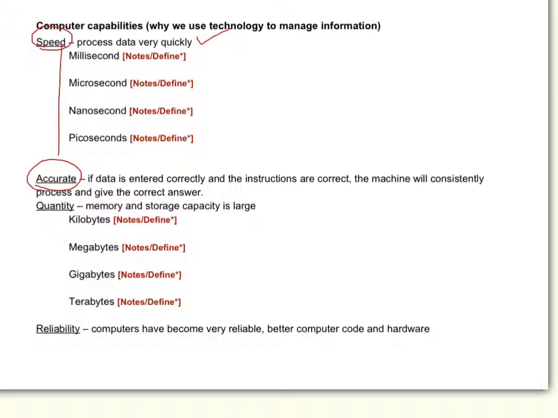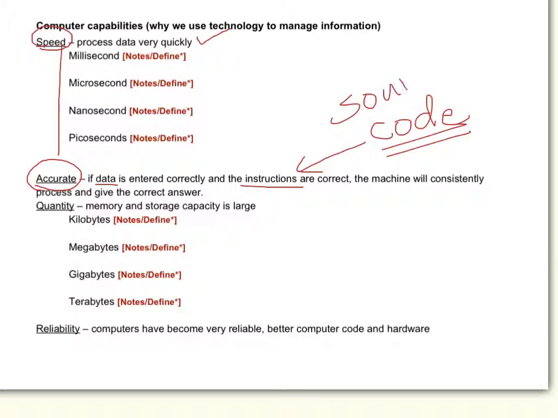Computers have become very accurate. If you enter the data correctly and the instructions are correct, the machine will constantly process and give us the correct answer. These instructions we're going to hear me talk about during the term as code. People write code, they write the source code, programming, and that code then is converted into an executable program. And that's what the computer uses, those executable programs, in order to do the work on the data.